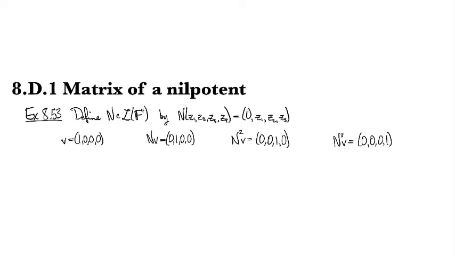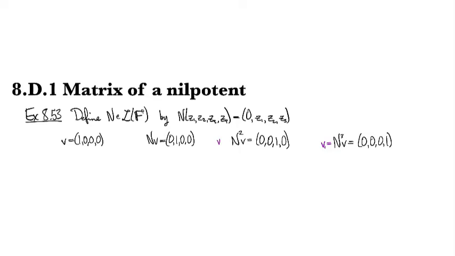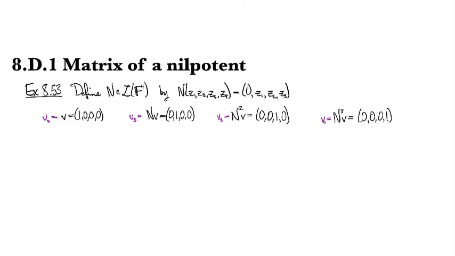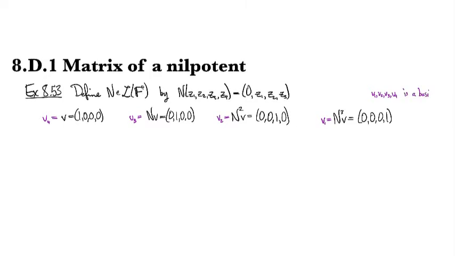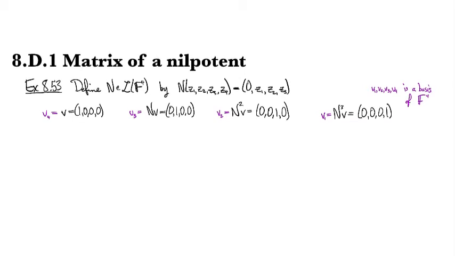And so now following the book, I'm going to note that this is a basis and then number it in kind of the reverse order of what you'd think. So if we take v1 to be this guy, and v2 to be this guy, and v3 to be this guy, and then v4 to be this guy, this is a basis. In fact, it's the standard basis, just enumerated in reverse.